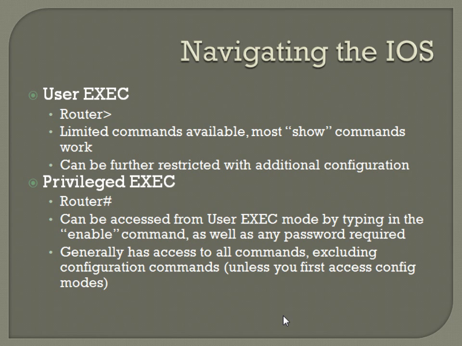Now, once you jump into enable mode, you get into privileged exec mode, and that's where you'll see the pound sign. It can be accessed from user exec mode by typing in the enable command, as well as any password required if you've got one set for enable. It generally has access to all commands excluding configuration commands unless you first access config modes. And then beyond that, we've got the various configuration modes.